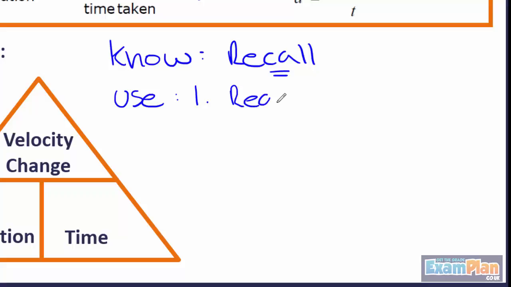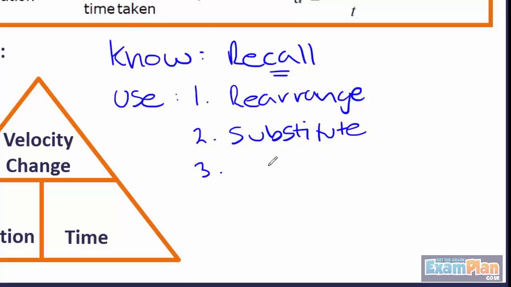1. Rearrange it, 2. Substitute in correct values and complete any necessary unit conversions, and 3. Make the final calculation.